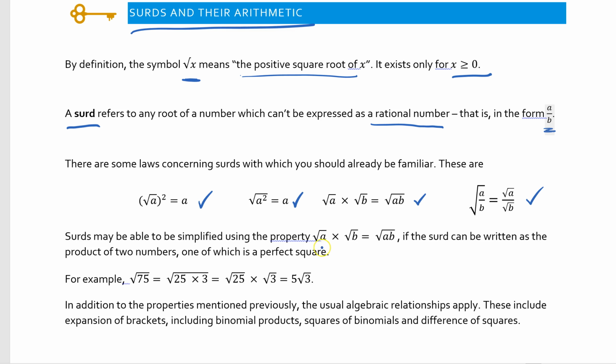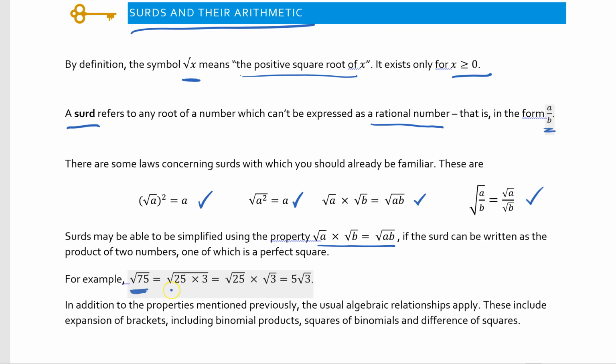If we take that property here, that square root of a times square root of b is square root of ab, it also lets us simplify surds. That method involves taking a number or a surd we want to see if we can write more simply, and checking whether there are factors of that number under the square root sign, one of which is a perfect square. So that's the only condition under which it will work.